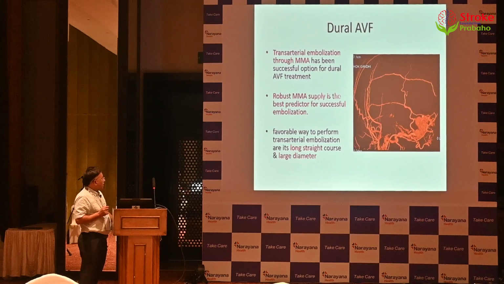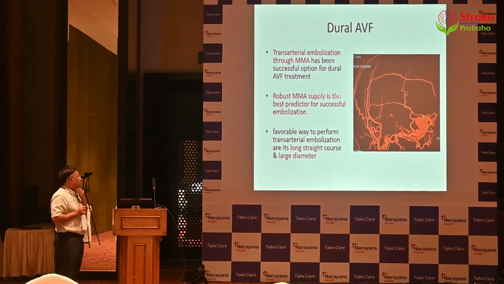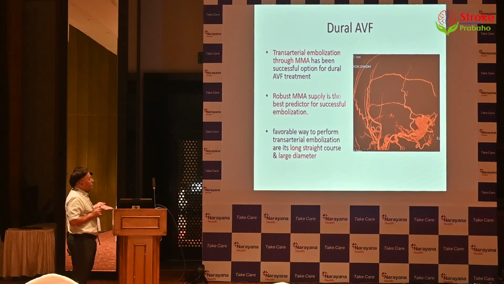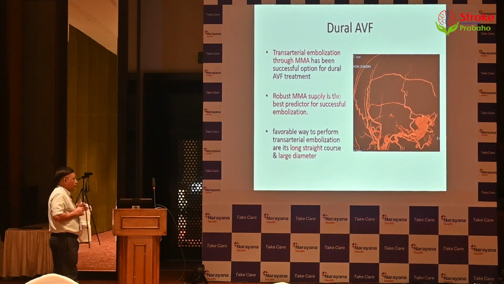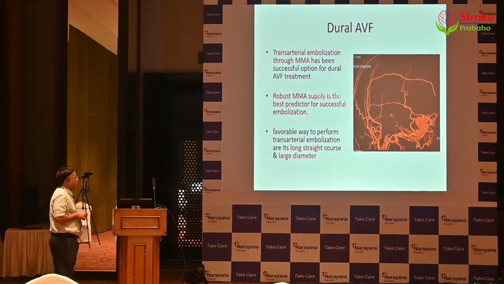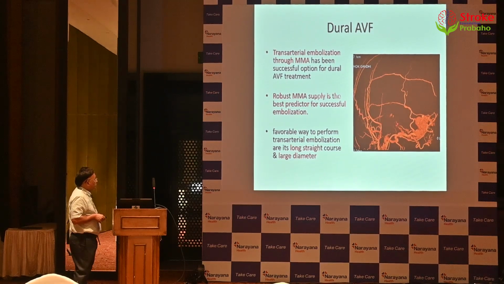The last case, of course, is a different kind of chapter, but what I want to say is that the middle meningeal artery is very good for embolization in dural fistula. Because dural fistula is supplied by multiple branches, if you get one single middle meningeal artery, that is enough for curing the fistula. So transarterial embolization through the middle meningeal artery has been a successful option for dural arteriovenous fistula. A robust middle meningeal artery is the best predictor of successful embolization because it has a long straight course and large diameter. So I'm sharing one of the cases where the middle meningeal artery cured the fistula.